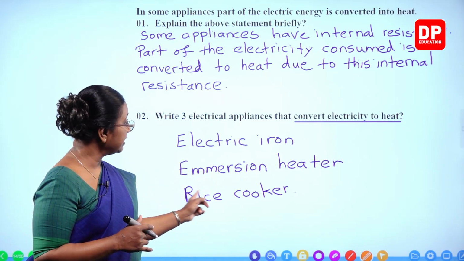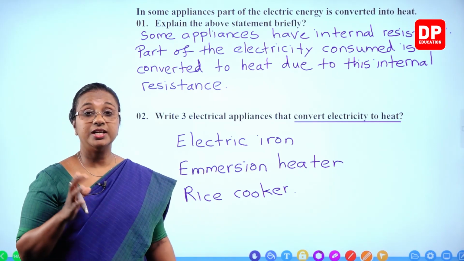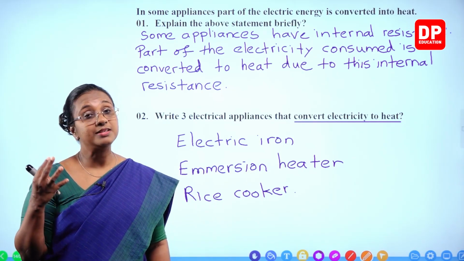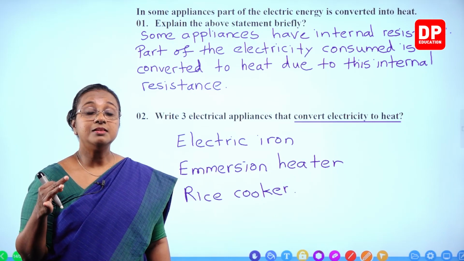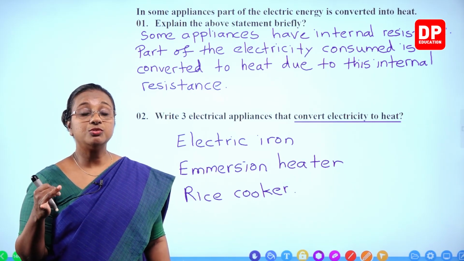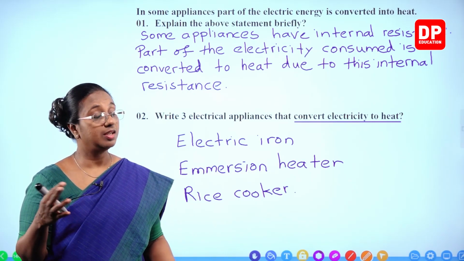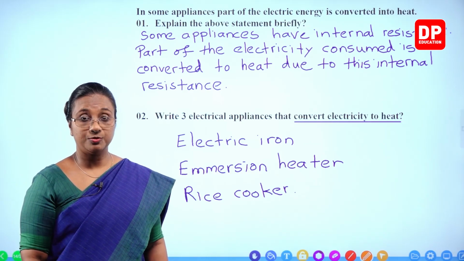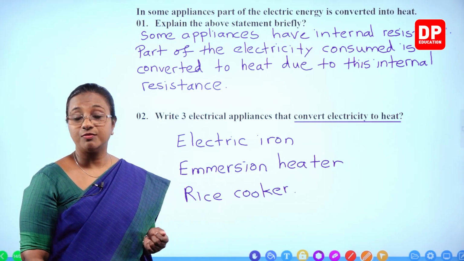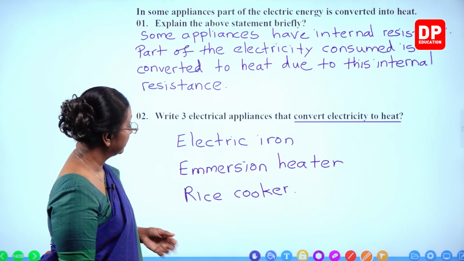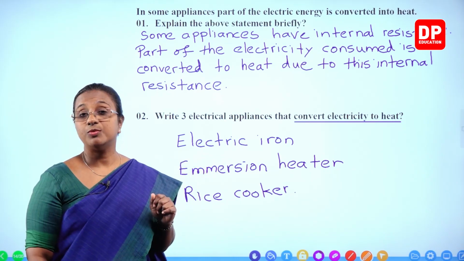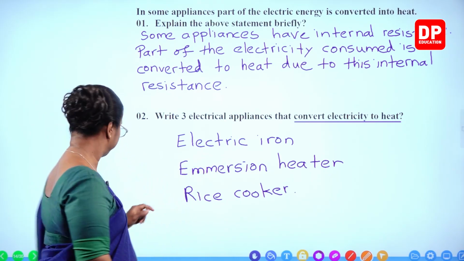In electric iron, immersion heater and rice cooker, in addition to that, hot plate, electric kettle, then you have the induction cooker, electric oven. In all those, heat is produced. So you can write any of those electrical appliances. So with that, students, we'll move on to the next question.